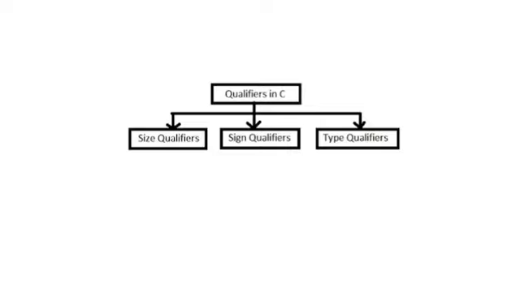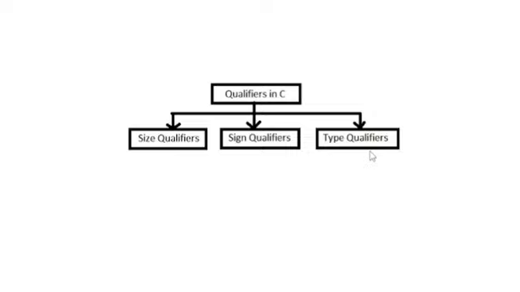Now there are three types of qualifiers. One is size qualifier, second is sign qualifier, and third one is type qualifier. Now in size qualifier there are two keywords. First is short and second one is long. Similarly in sign qualifier there are two keywords. First one is signed and second one is unsigned.